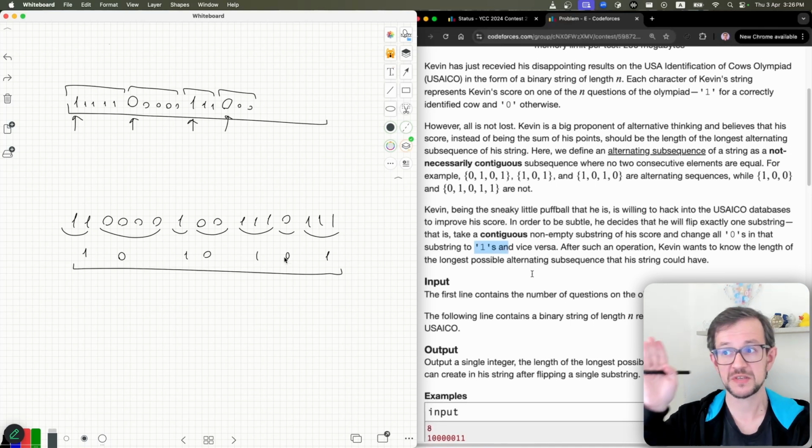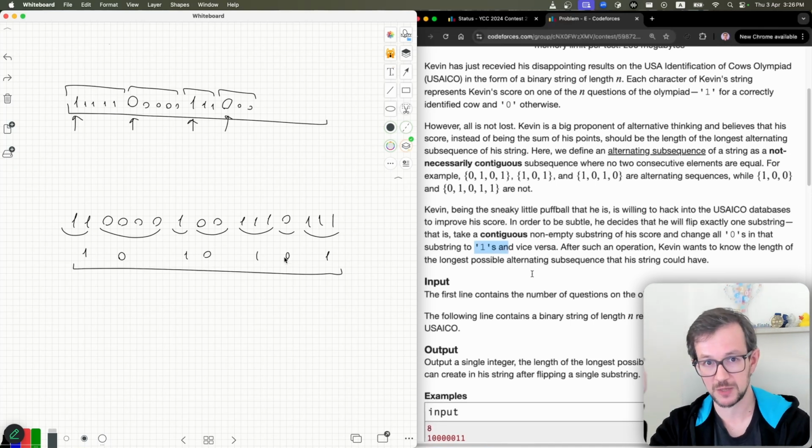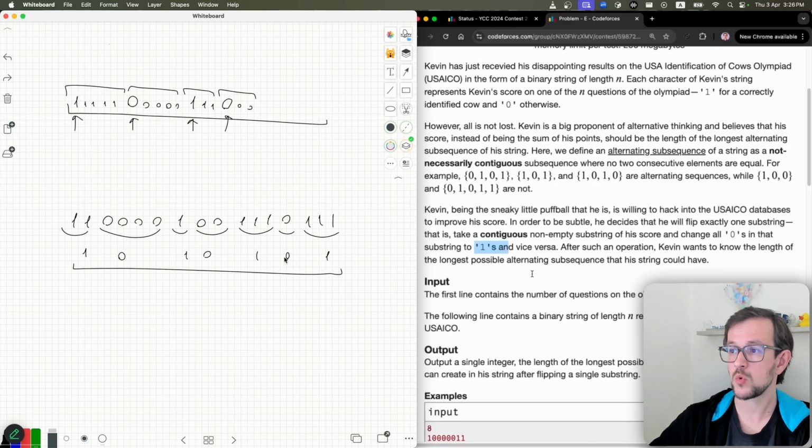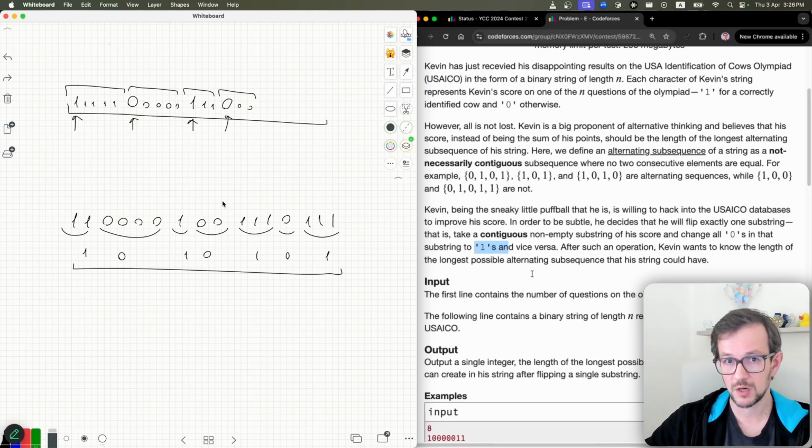Okay. This is the first part of understanding the problem statement. So we just understood how to find this maximal alternating subsequence. Now let's go to the second part. Now we need to find the substring that we will flip, and after this flip, we want to maximize the length of the sequence.